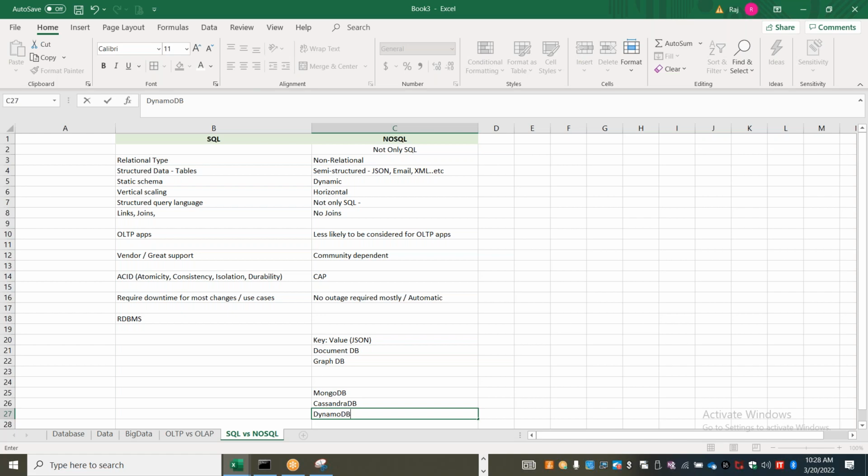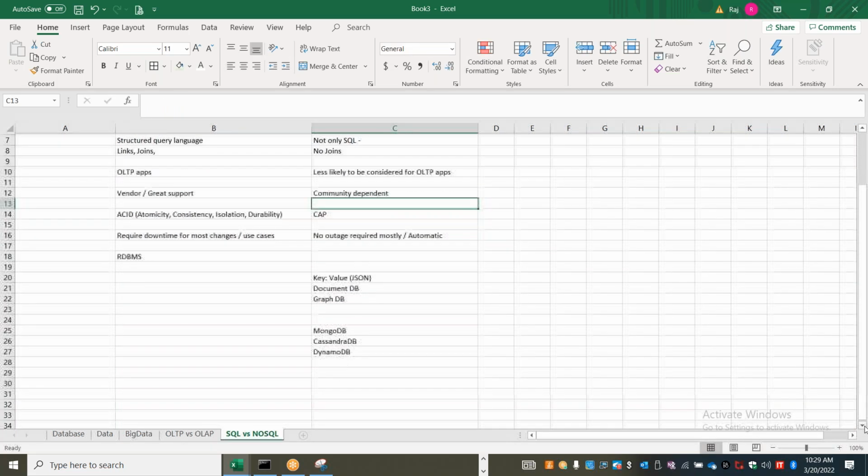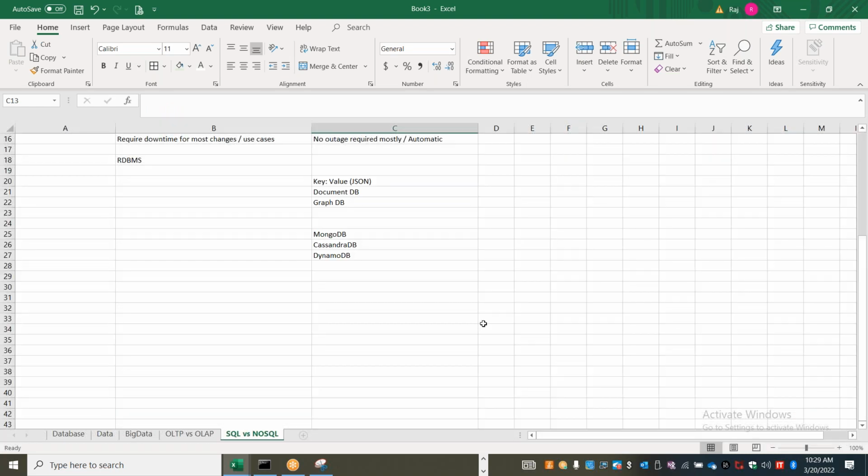So where exactly are these not only SQL databases heavily used? Any idea? No idea? So most of the modern applications, companies like Facebook, Google, Amazon, are the ones who mostly use this not only SQL concept, the social networking sites, the modern applications. But if you talk about the traditional applications, the traditional businesses, all operate using SQL databases only. So here, not only SQL is mainly used in social networking and modern applications where you have large-scale operations.